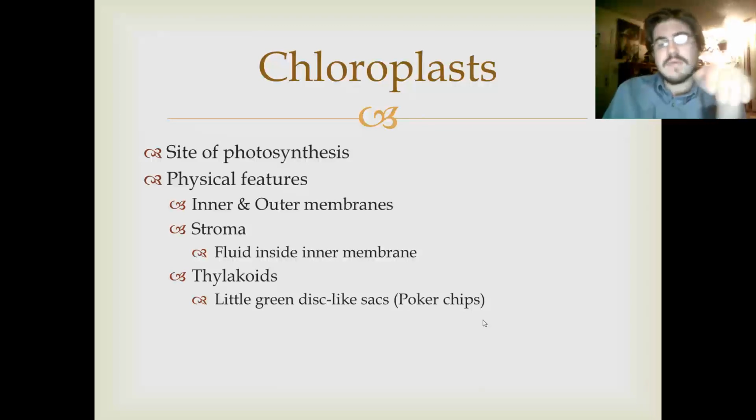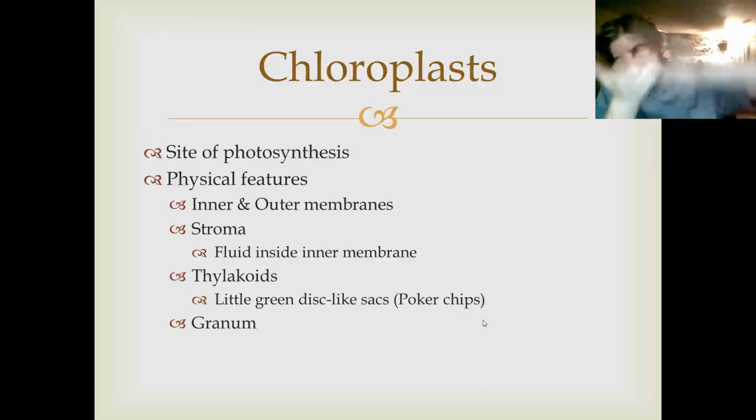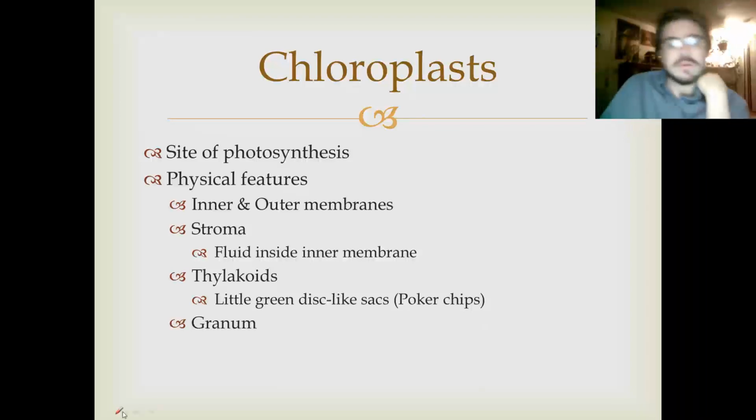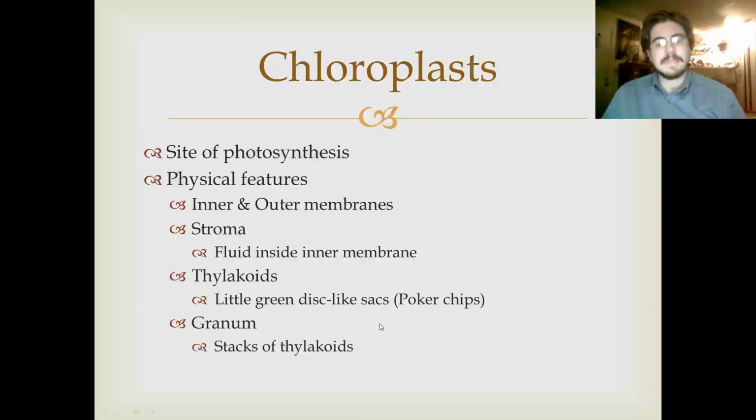So they're little green disc-like membranous sacs. Look kind of like individual poker chips. Now, just like poker chips, thylakoids can be stacked up, one after the other. And when you stack a bunch of thylakoids up, you get one stack called a granum. A granum is a stack of thylakoids. Multiple stacks of thylakoids are called grana. Just knock off the UM and put an A. So a granum is a stack of thylakoids.